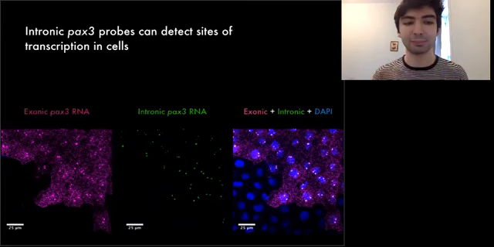So for PAX3 specifically, we had these FISH probes that were designed against the intronic regions of the sequence, which you see here in the green channel. I want you to note that these probes only detect these bright puncta, these sites of transcription that are associated with nuclei. So we look at the merge with DAPI and we see that these bright puncta, which likely are sites of transcription, are each associated with the nucleus. But when we look at the exonic channel, the image with probes that are only designed against exonic regions, we see that these bright puncta are redundantly detected with probes that are just designed against the exonic regions of the gene.